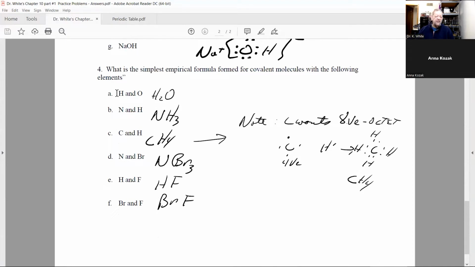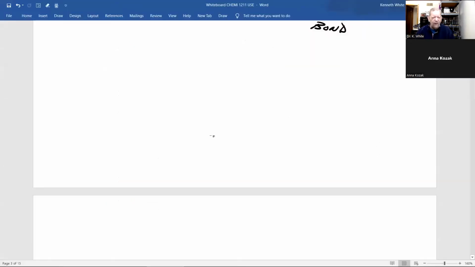The question is, number 4, what is the simplest empirical formula for covalent molecules with the following elements? And remember, all elements except for hydrogen want an octet. So how do we do that? Let's look at water. What would be the simplest empirical formula, covalent molecule between hydrogen and oxygen?